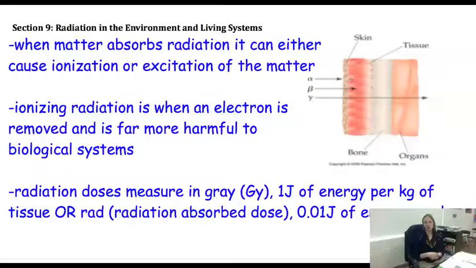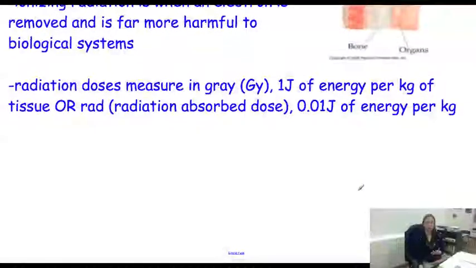Or you have an electron that's removed, and now I have an ion that's causing problems inside all of my organs, my body tissue. There are a couple of ways to measure radiation. There are RADs, which are the radiation absorbed dose. You have REMs, which are roentgen equivalent for man. And you have grays, which are joules of energy per kilogram of tissue. So there are others, but RADs and probably REMs are the most common, but you also have grays as well.